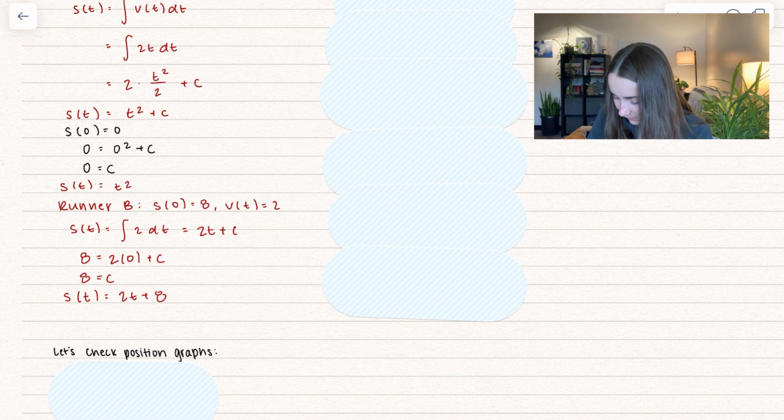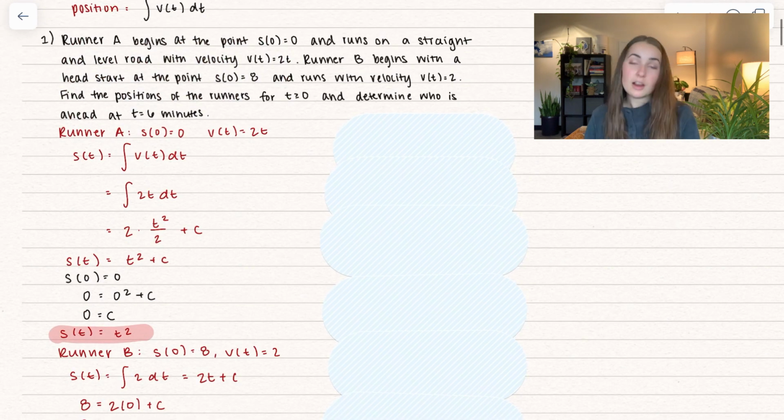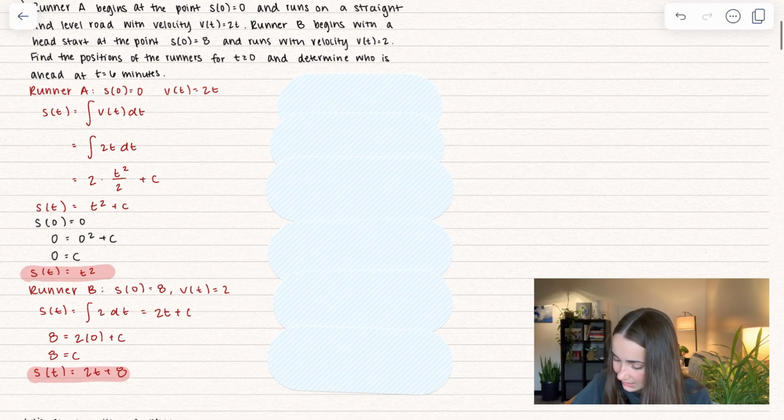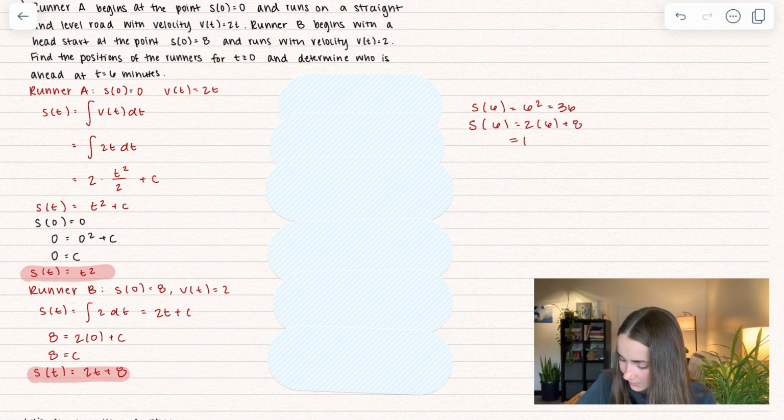I'm going to go ahead and highlight them. And we want to compare who is ahead at the time 6. So let's plug in those values. I'm going to do it on the other side over here. So we have s of 6 for our first runner is equal to 6 squared, which is equal to 36. Now for our second runner, we got s of 6 is equal to 2 times 6 plus 8, which is equal to 12 plus 8, which is equal to 20. So here we can see that runner A is ahead.